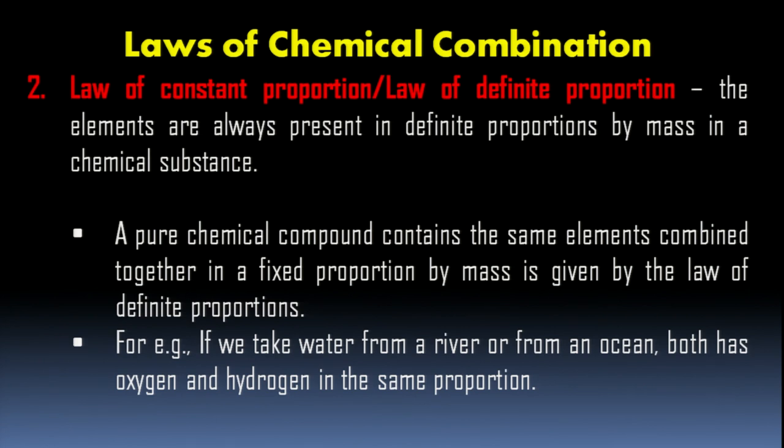Here it says they are present in definite proportion by mass means, you know, children, when these laws were proposed, there was no concept of atomic mass or atomic weight. They used to find the weights of elements or compounds by just comparing them. For example, suppose they took 9 grams of water, and they could find that 1 gram of hydrogen when it reacts with 8 grams of oxygen forms 9 grams of water.